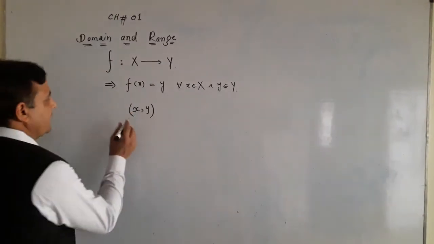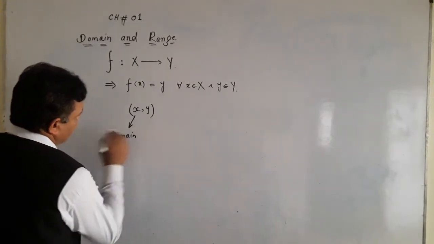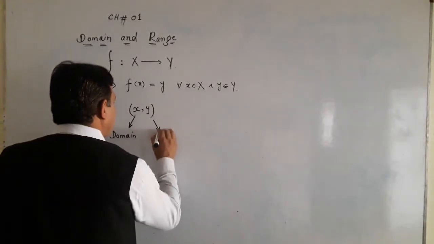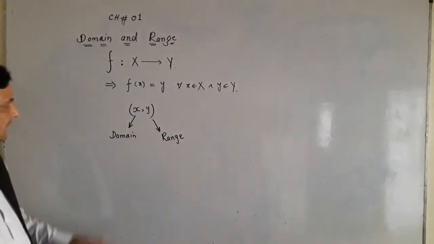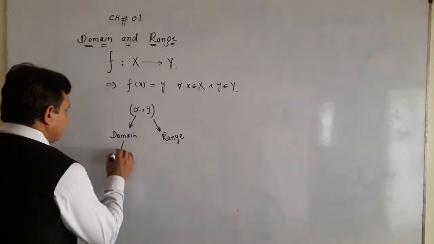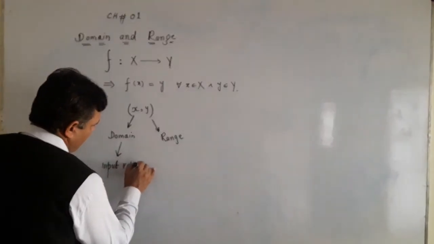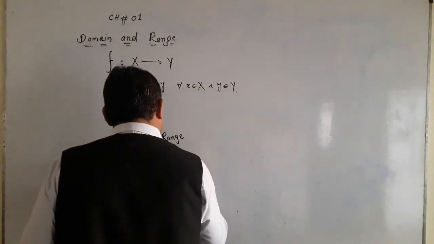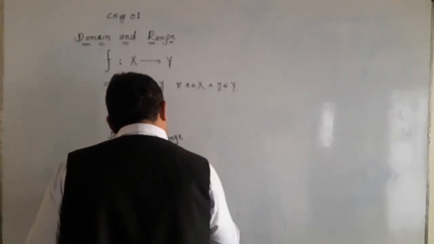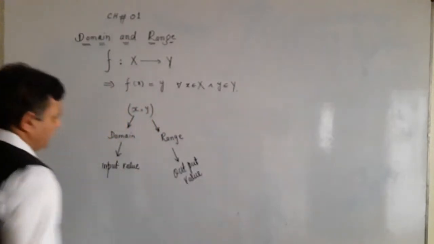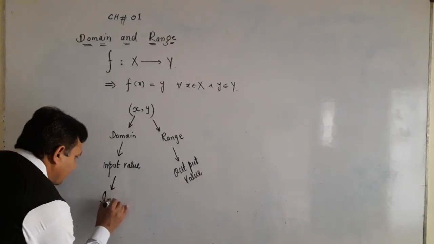The first element of this ordered pair is called the domain. The second element of the ordered pair is called the range. Domain is also known as input value. Range is also known as output value. Domain is also known as independent variable.